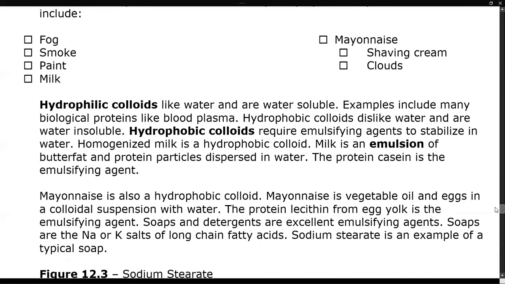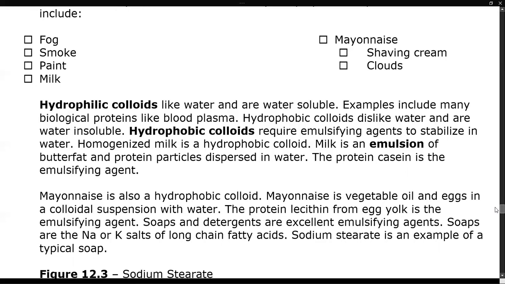Hydrophobic colloids dislike water and are insoluble. Hydrophobic colloids require an emulsifying agent to stabilize them. Homogenized milk is hydrophobic. You want to get that milk fat to dissolve in the bulk of the milk. Milk, therefore, is what they call an emulsion, where you use the protein casein as a stabilizing agent to dissolve the butterfat and protein particles in the water. Mayonnaise is another example. Use vegetable oil and eggs in a suspension with water. The eggs use lecithin from the yolk of the egg as the stabilizing agent, and that's a raw egg.